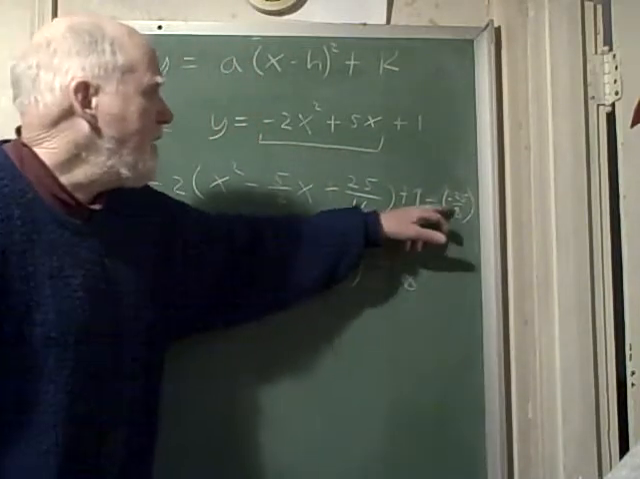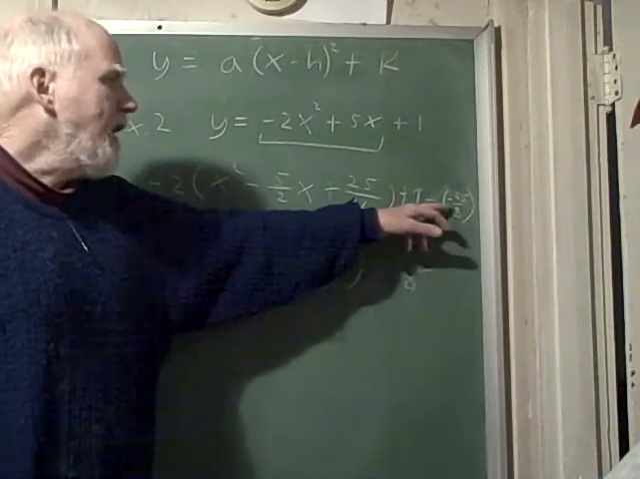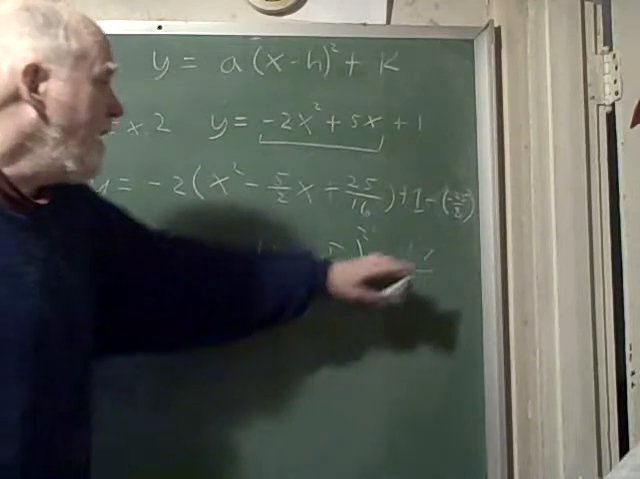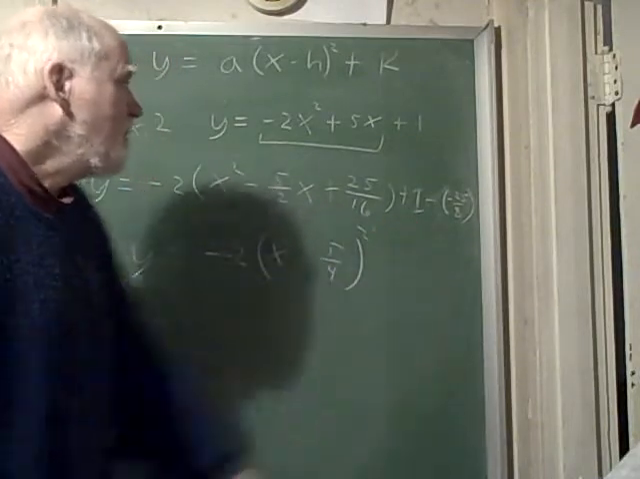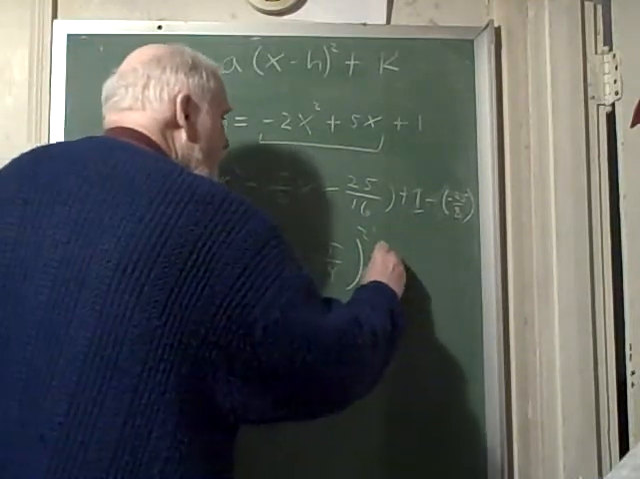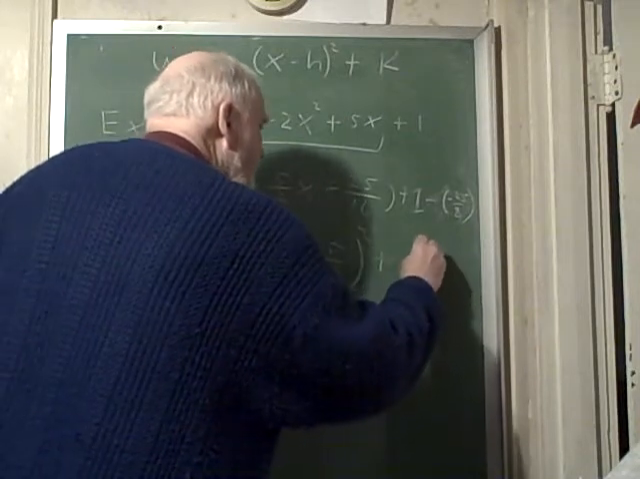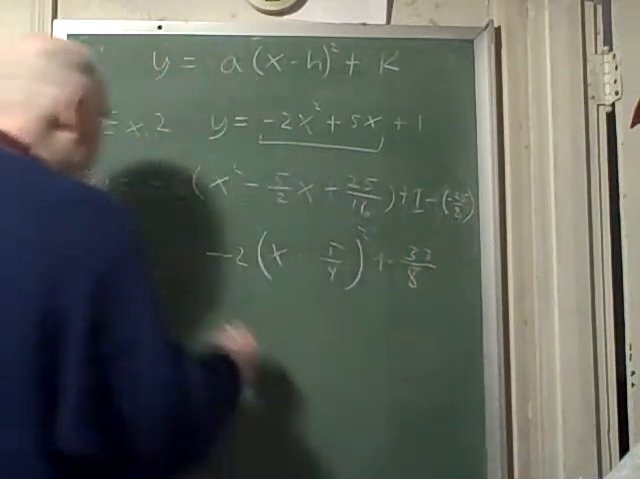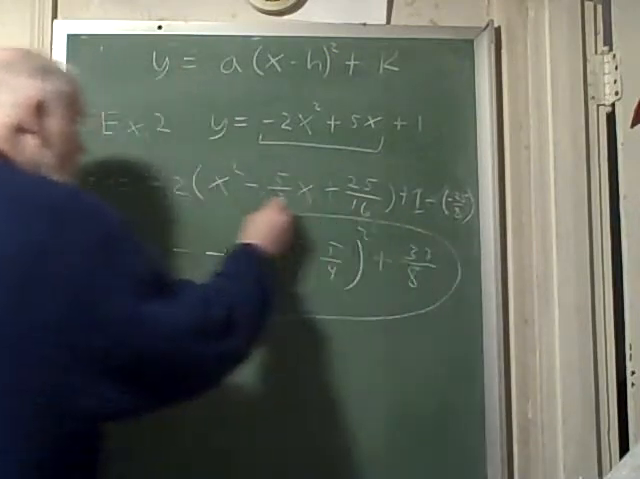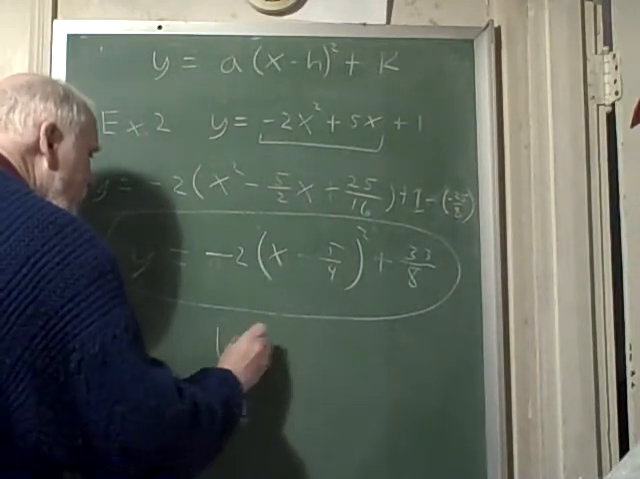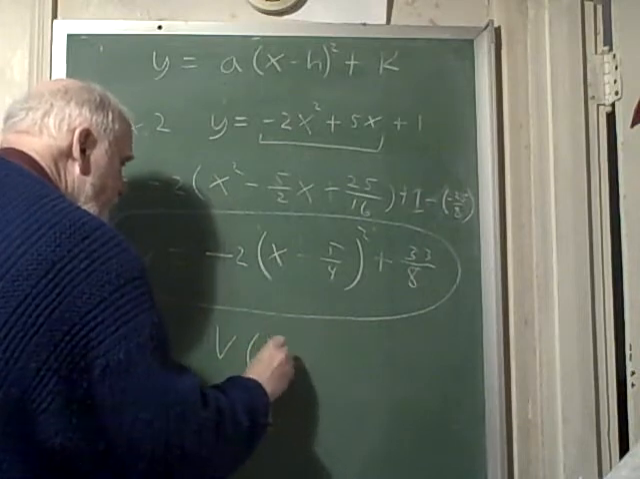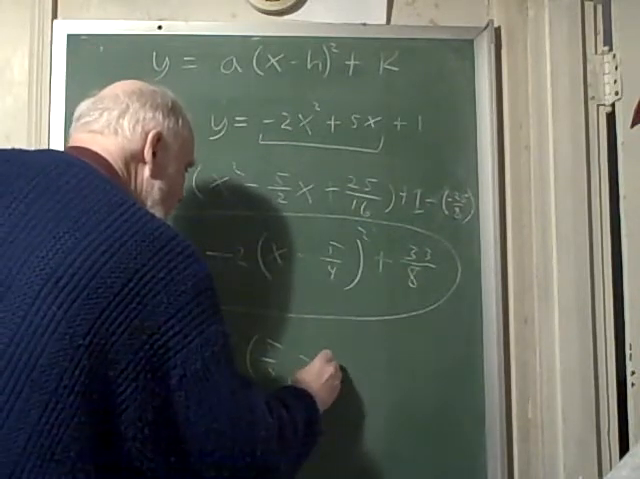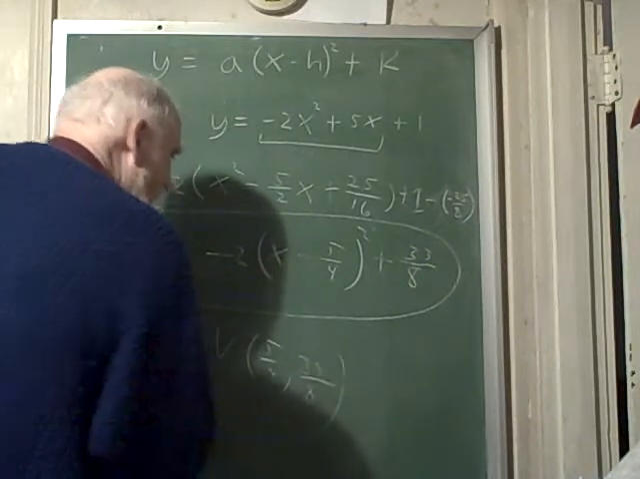And of course, a negative is a positive. So I've got positive 25/8, and this is 8/8, and that's 33/8, isn't it? It's going to be positive 33 over 8. And there it is. Of course, my vertex on this particular one is going to be the opposite direction of the sign, 5/4, and then 33/8. That's the vertex.